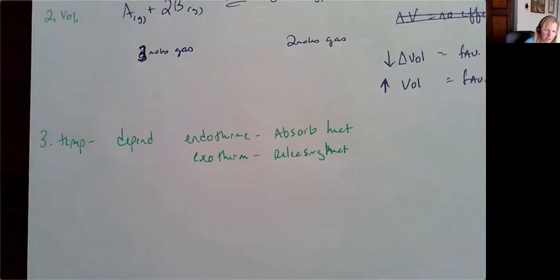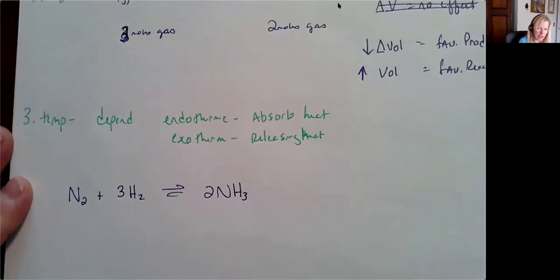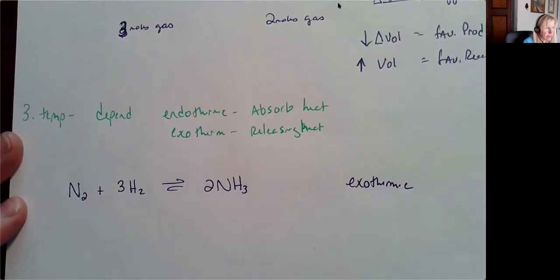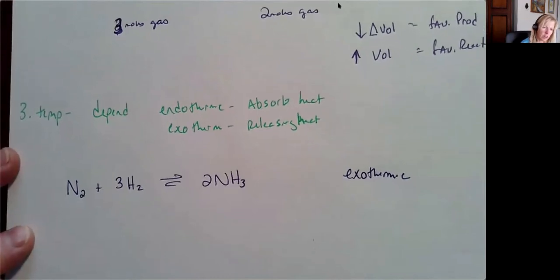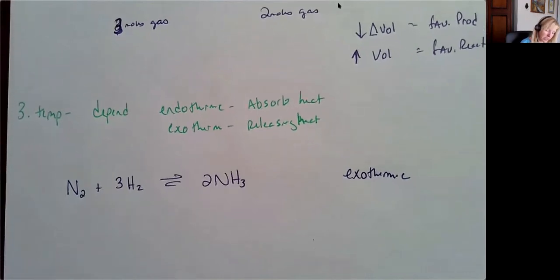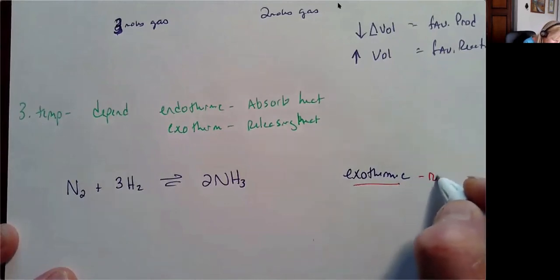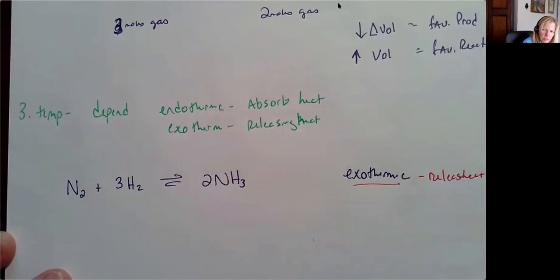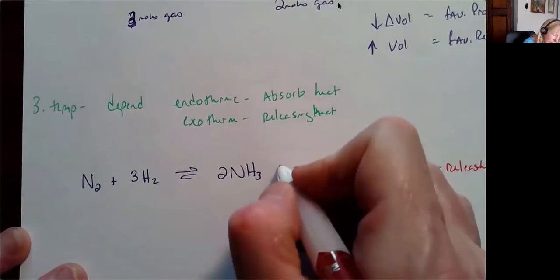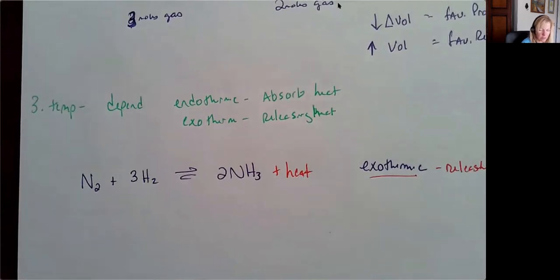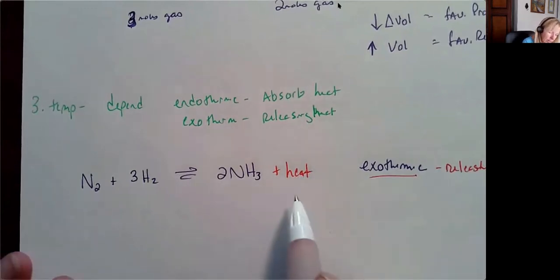So let's look back at ammonia. Now this is an exothermic reaction, meaning it's going to release heat. I'm trying to figure out how temperature is going to have an effect on the shifting of the reaction. If I see it's exothermic, that means I'm going to release heat. What I'm going to do is write heat in the reaction itself, just so I can keep track of where it's going. And that helps me.